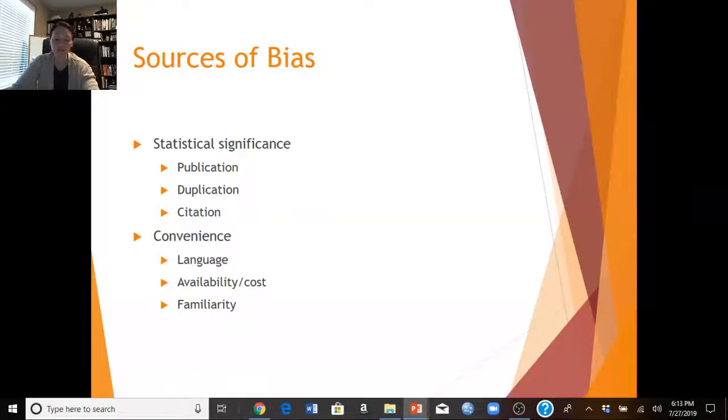And the next one is citation. So things that are statistically significant are more likely to be cited in other articles, and therefore they're easier to find. So it's possible that you're getting any or all three of those sources of bias in the studies that you've found.